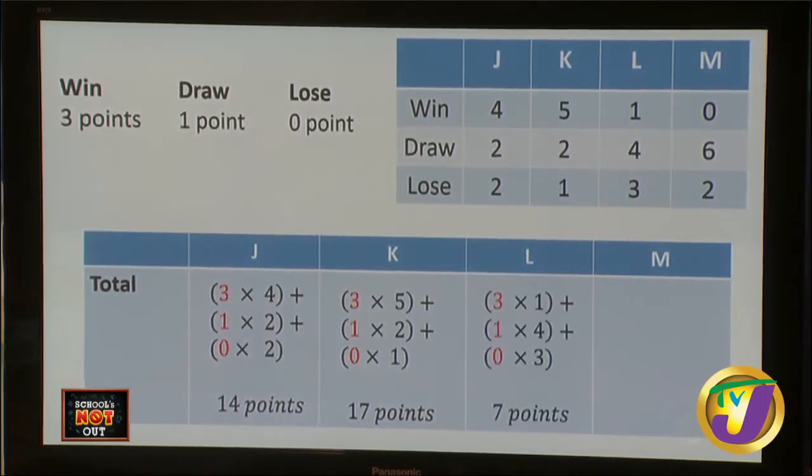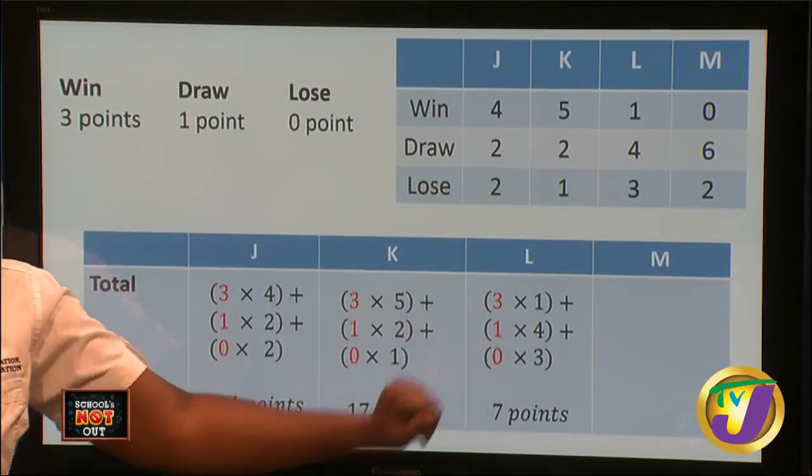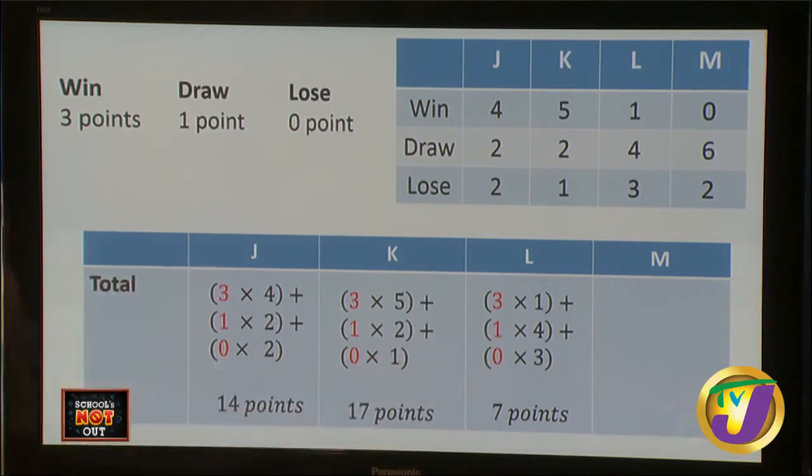Let's check L. They won only 1 match, giving them 3 points. They drew 4, and 4 gives them 1 times 4, 4 points. And no points for losing. So they have 7 points in total. Beautiful.